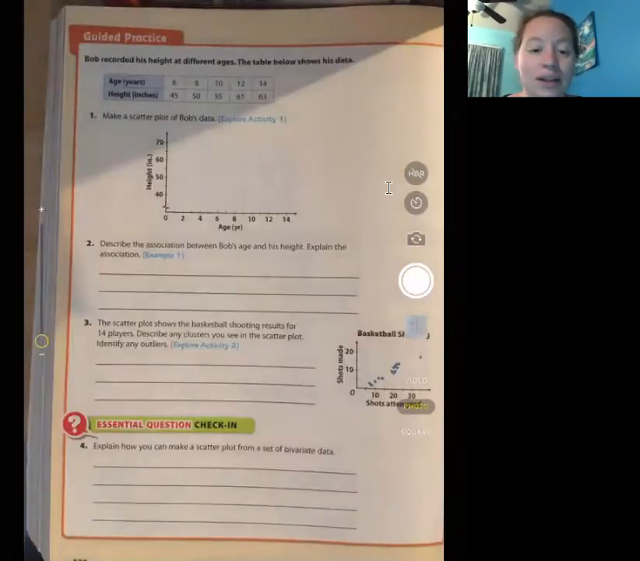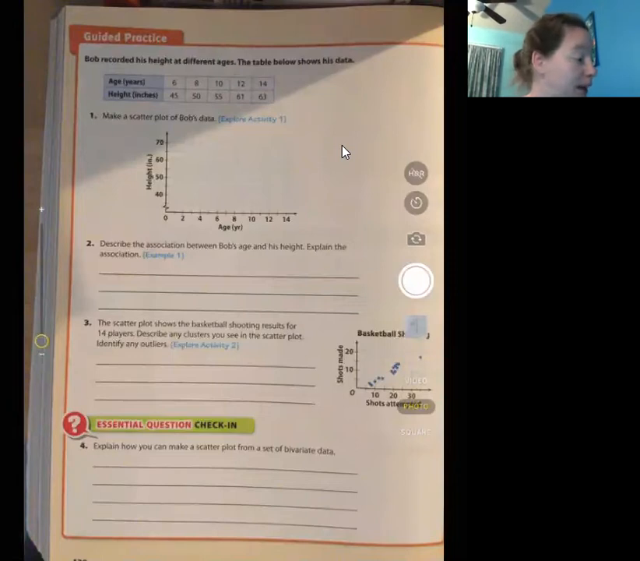And we are now on the guided practice. I think I'm going to try doing the X's and see if we can't get our graph to go with that one, because number 1 says we need to make a scatter plot of Bob's data. Bob recorded his height at different ages. This table shows his data. So when he was 6 years old, he was 45 inches high. So we go up to the 40, and then we realize, oh wait, we're going by 5s here. 40, 45, 50, 55, 60, 65, 70. So we go up to the next line, there is 6, and it is now 45.